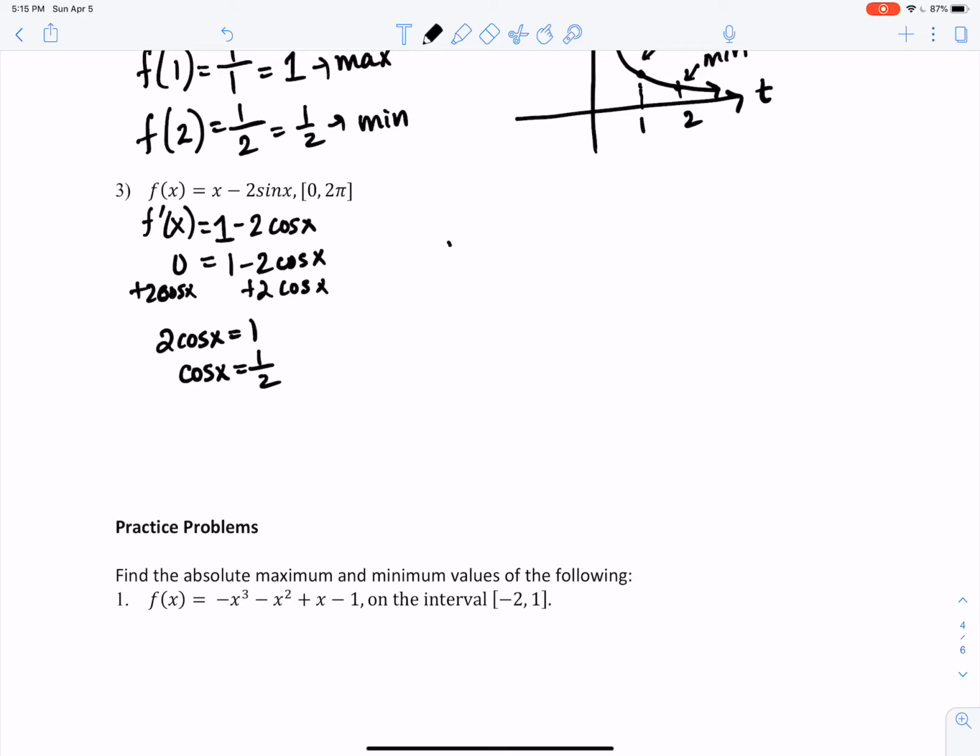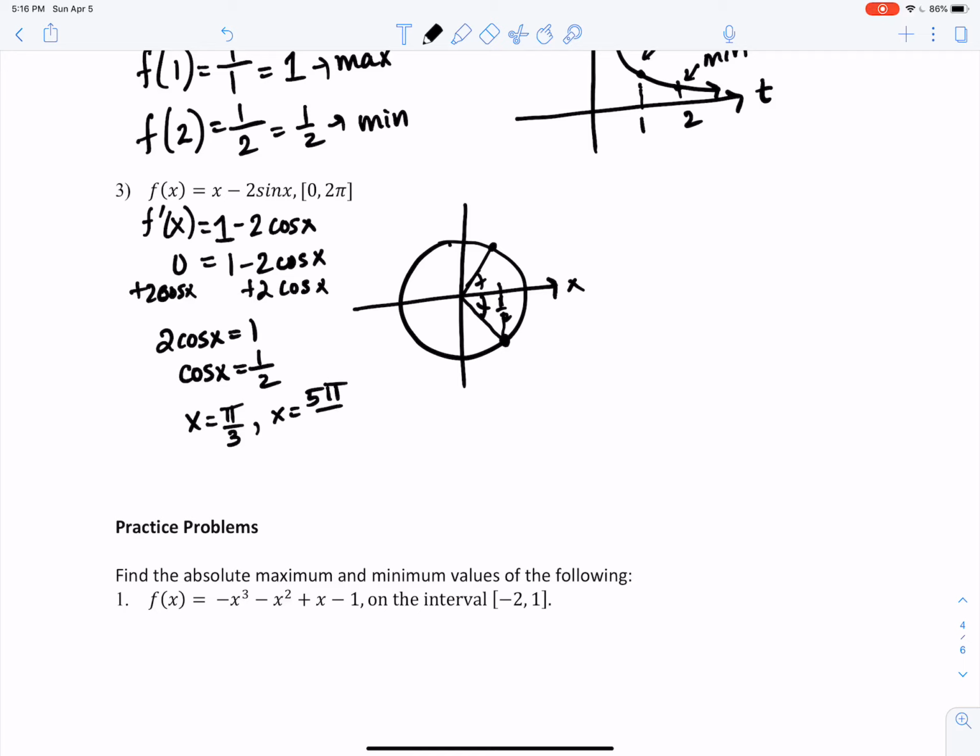And if I just were to draw the unit circle, you can see where that would be. So where does this equal 1/2? For what angle? Well, that angle is 60 degrees. So x equals pi over 3. But it's on 0 to 2 pi, so that also happens at this angle here, which is negative 60 degrees, or when x equals 5 pi over 3. So those are our two values.